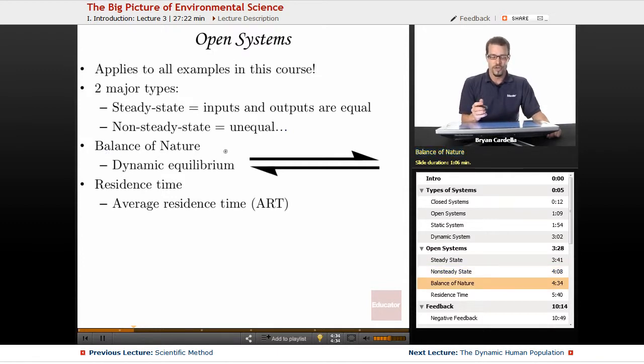Balance of nature. When it comes to balance of nature and dynamic equilibrium, this is a concept that comes up a lot in all kinds of sciences, biology and environmental science. So nature does have a way of balancing itself out in the long run. As humans, we can try to control that and try to force nature to be balanced, but sometimes there are certain factors that are beyond our control.